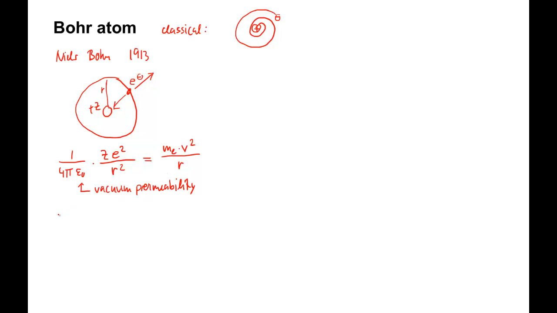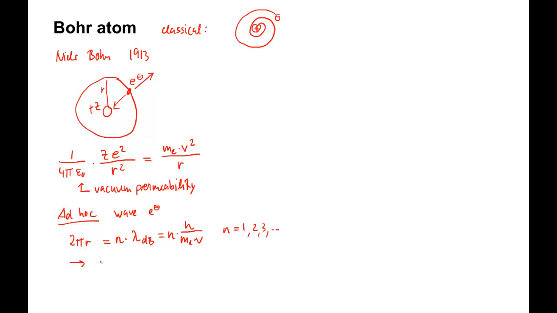Now let's make an ad hoc assumption. Let's look at the electron as a wave. We could argue that in order to have a stable orbit, the wavelength of the electron must be such that the electron does not destructively interfere with itself. What that means is that the length of the orbit, which is 2 pi r, must be equal to an integer multiple of the de Broglie wavelength, lambda dB, which is h over m_e times v. n is an integer, 1, 2, 3, and so on.